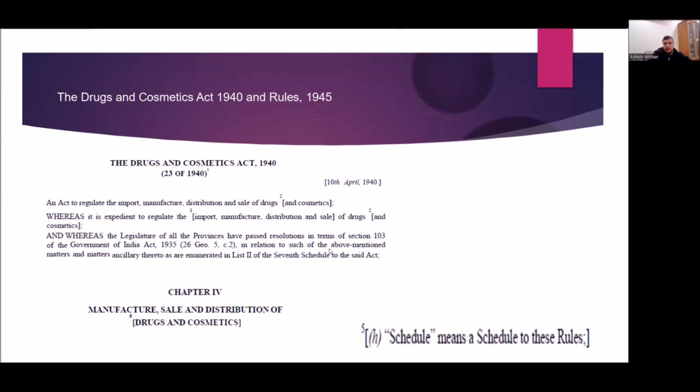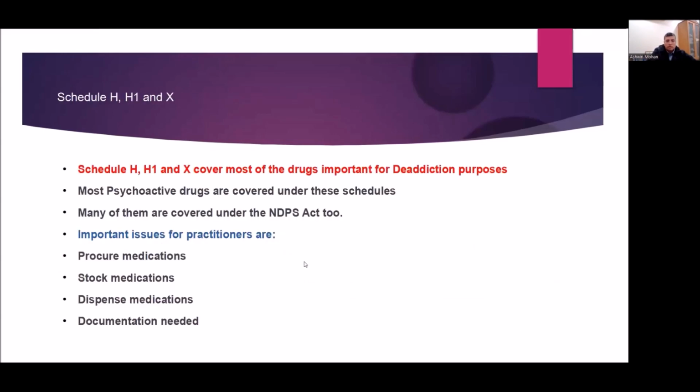Now, as I said earlier, we have to go to the Drugs and Cosmetics Act and Drugs and Cosmetics Rules to understand what the rules, regulations and laws related to buprenorphine are. Psychotropic substances, of which buprenorphine is one, are regulated by the Drugs and Cosmetics Rules. The medications we use for treatment purposes, approved by the Drug Controller of India, fall primarily in three schedules: H, H1, and X.